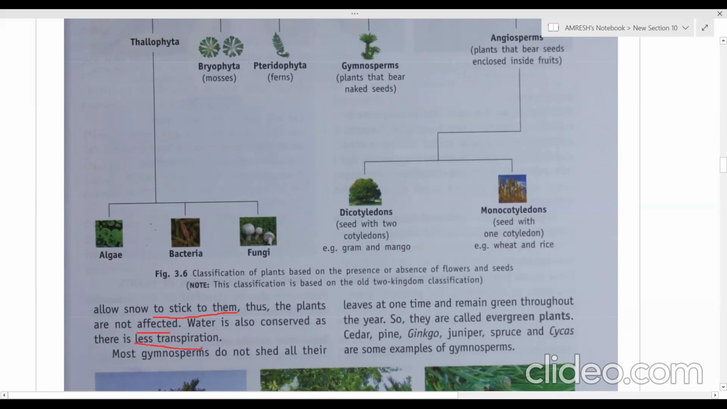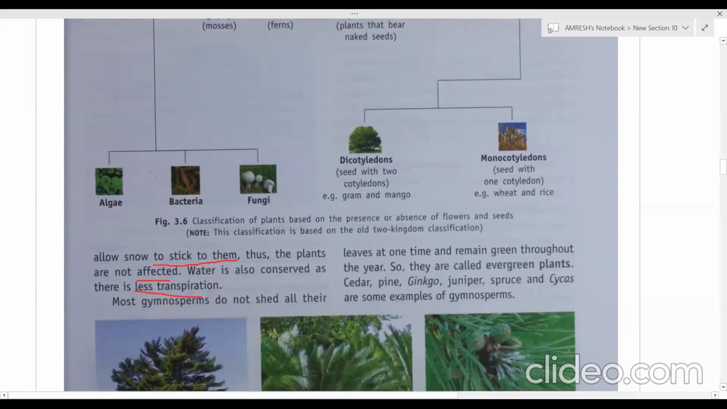These gymnosperms are found in deserts or hilly areas. In there you will find less water. In deserts you will find less water, and in hilly areas the water is present in the form of snow. So getting water is very difficult. So water is conserved.